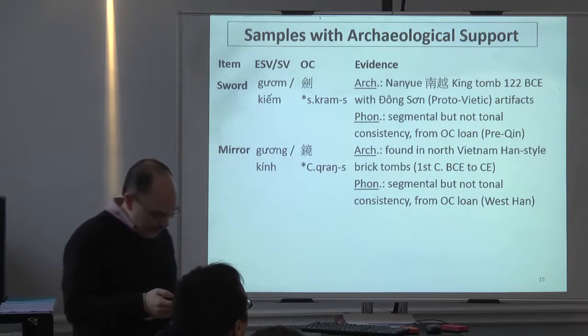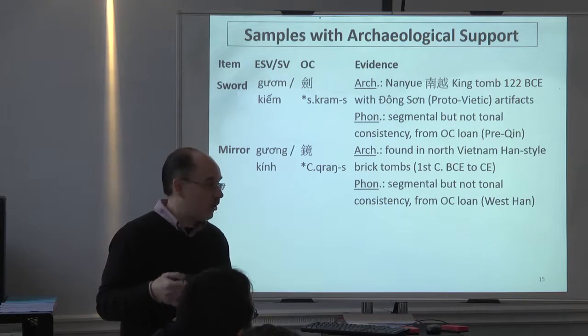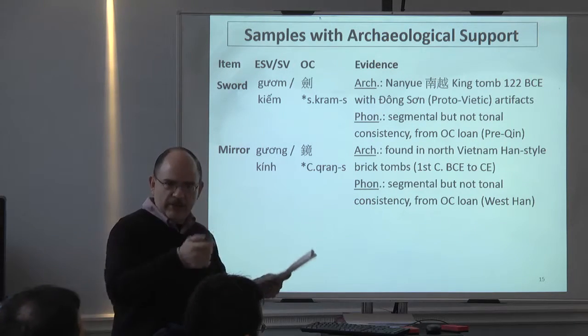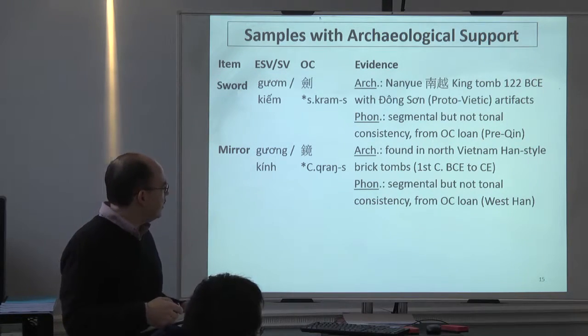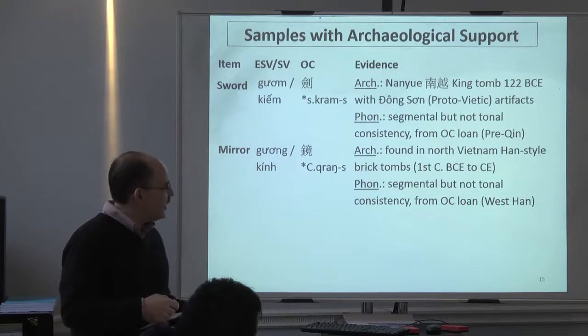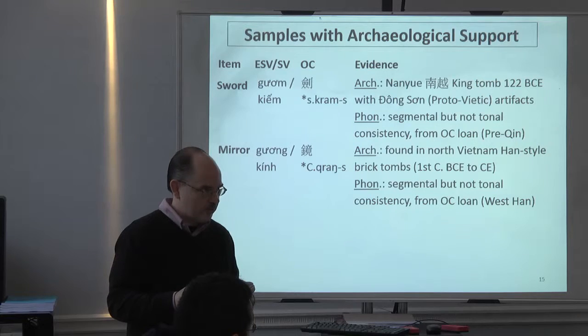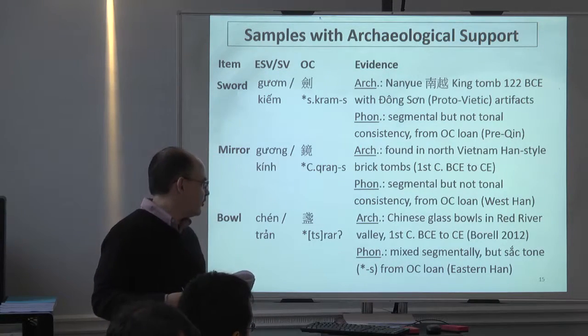Polished mirrors are very common in the Han-style tombs in northern Vietnam. I found no mention of mirrors in mainland Southeast Asian archaeology prior to this period, unlike, for example, the bronze drums, if you're familiar with those, that's well studied. The mirrors, not so much. So as far as I can tell, this is something that arrives with Chinese. So the archaeological evidence is not as early as swords, a little bit later. Again, that first century BCE is where a lot of this seems to have happened. A lot of the archaeological evidence really focuses on that first century BCE. There are things before, but something really did happen at that time. Okay, even glass bowls in that region, again, to that first century BCE.